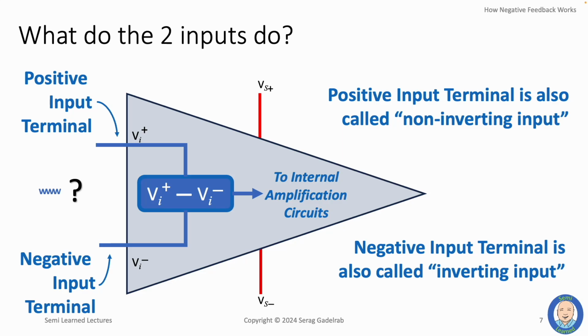The designers of op-amps intentionally chose to amplify the difference between the two inputs, instead of just amplifying a single input signal. And that was chosen because it enables negative feedback, as it will become apparent to us in the next few minutes. But for now, let's think about how we connect the faint input signal to the two inputs of the op-amp.